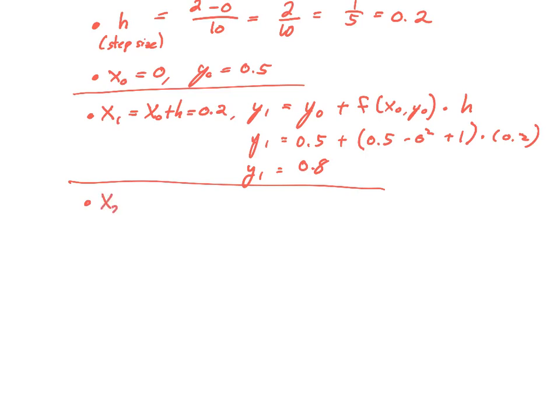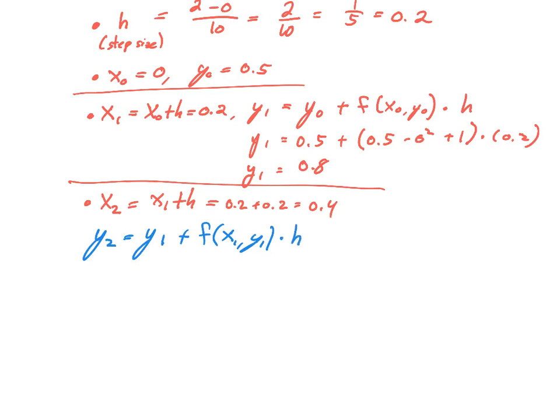So now I'm going to have x2 is equal to x1 plus h, which is going to be 0.2 plus 0.2, which is equal to 0.4. And I'm going to write this next one, this y sub 2, in a different color so we can see it. It doesn't stick out from all this red. This one is going to turn into y sub 1 plus the slope, f of x1 comma y sub 1, times h.